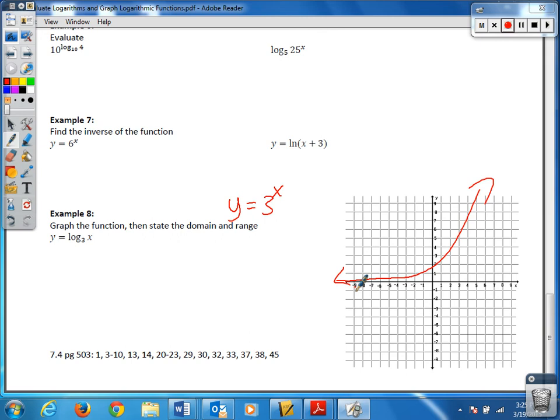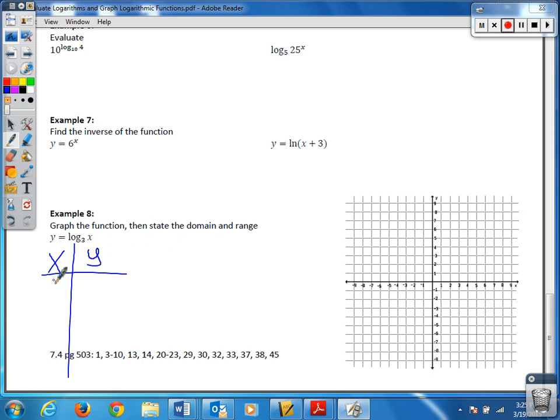So it's going to be the inverse of that, which again means it's reflected over this line y equals x. So we're going to get the mirror image of that. Let's see how that works. All right, let's just make a table first. So we're going to get some x and y values. We have to be careful about what we plug in for x. Because remember, what we're doing here is we're asking what power do we have to raise 3 to get whatever x value we plug in.